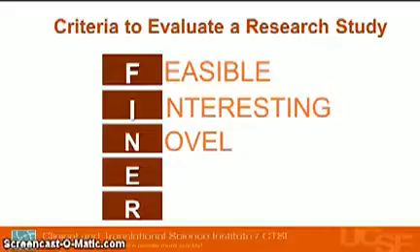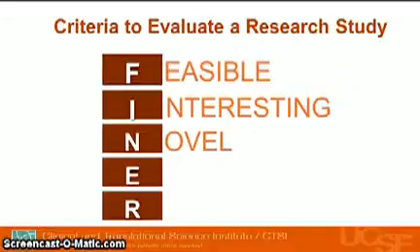So is this study a new idea? Is it innovative? Or is this a new approach to an existing idea? Is this an attempt to refute an existing idea? Is this a new population that's critical to study and intervention in? So that's the definitions of novel, which is a key component in evaluating a research study.